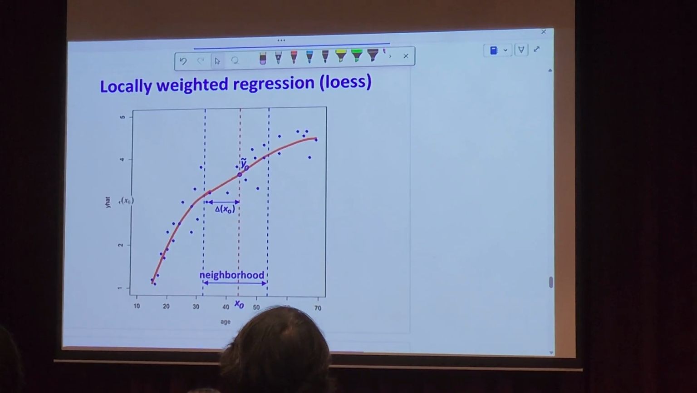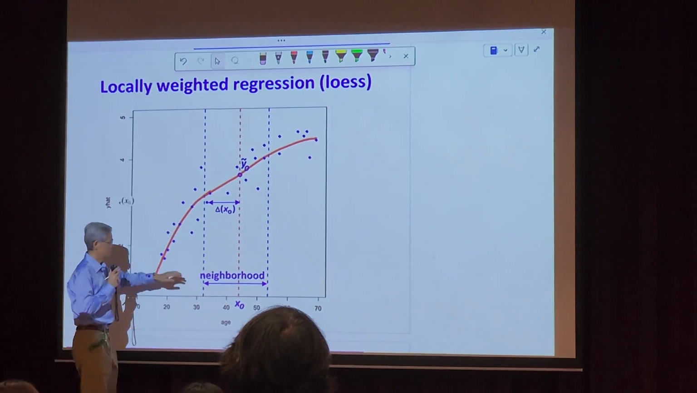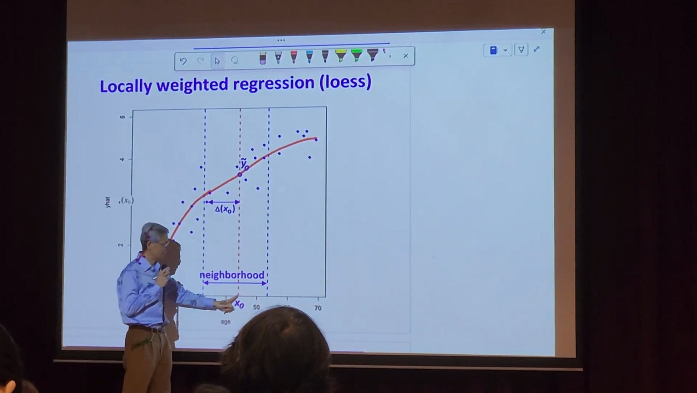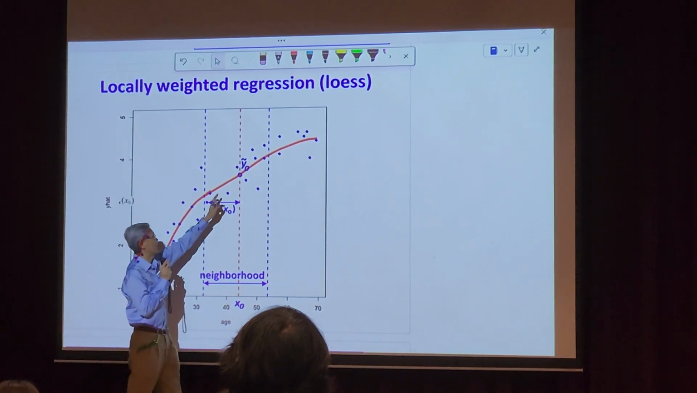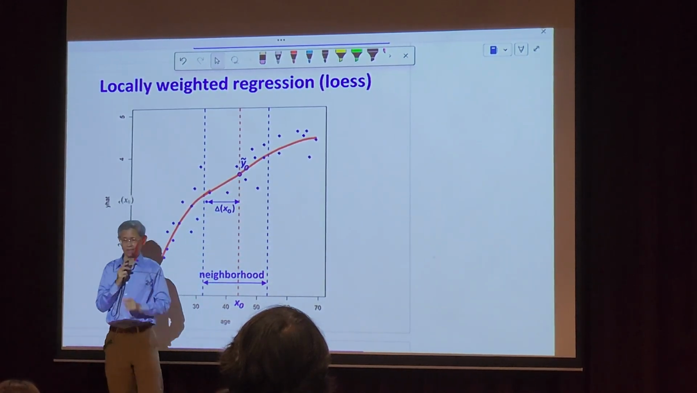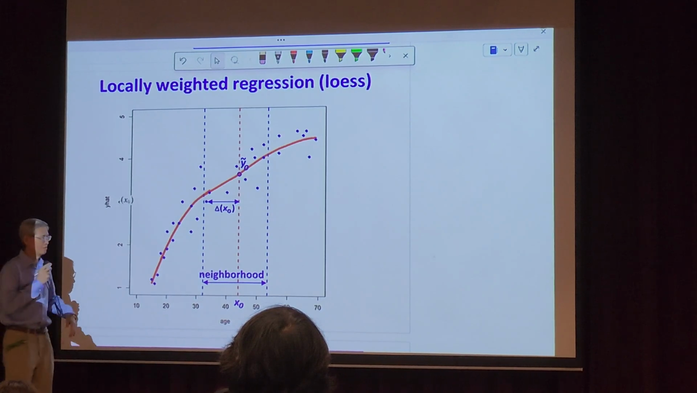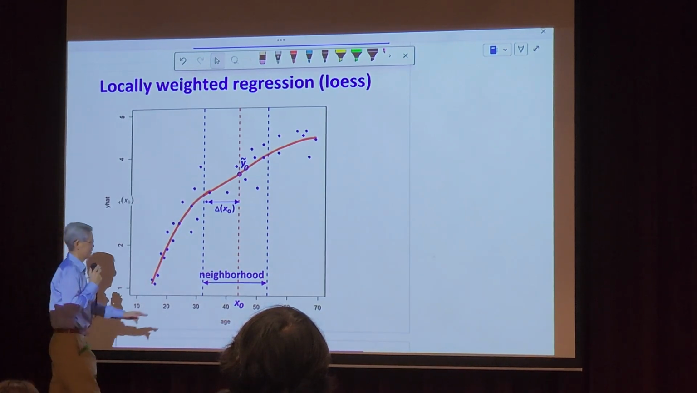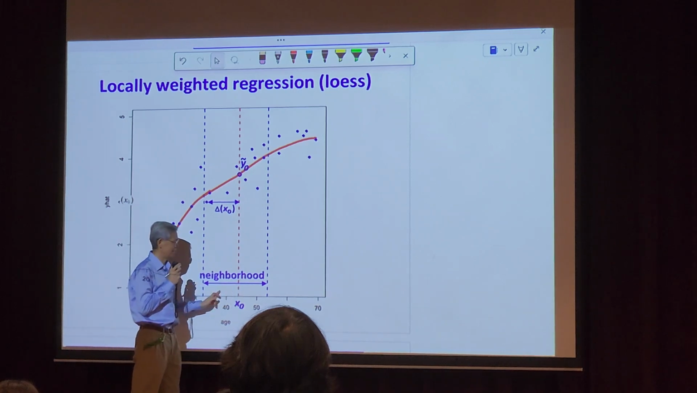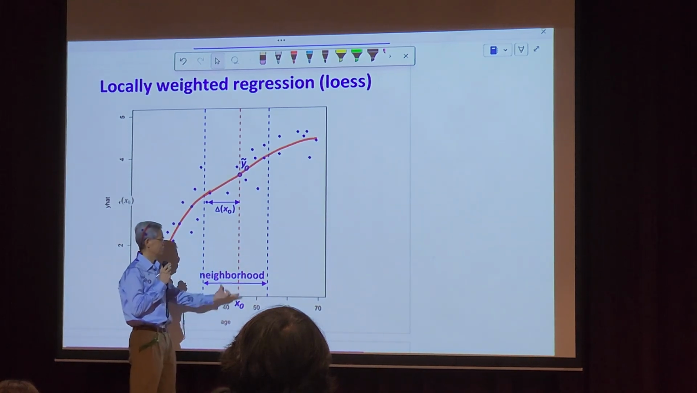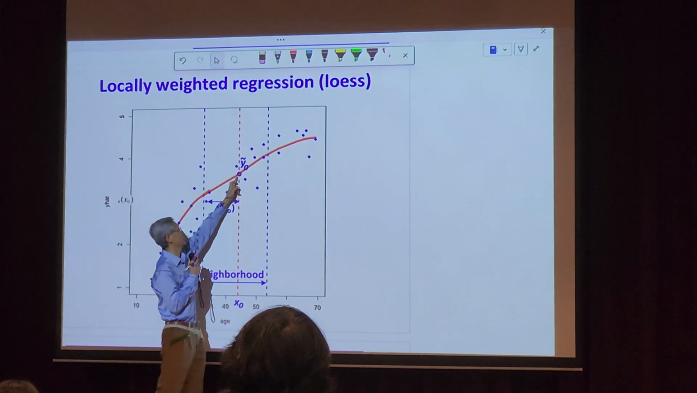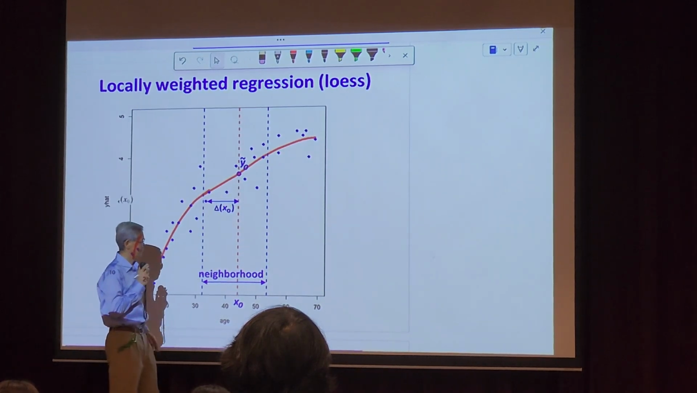So let me illustrate what I've said with this figure here. Here is cholesterol, here's age. So for a given x0, I need to find this. So for the previous method, it is very simple. You determine a fixed span, and then use only those points to calculate the average of the Y. But here is different.